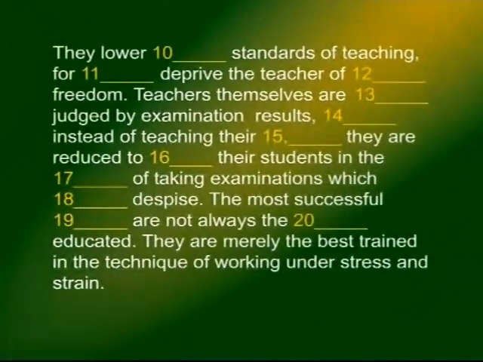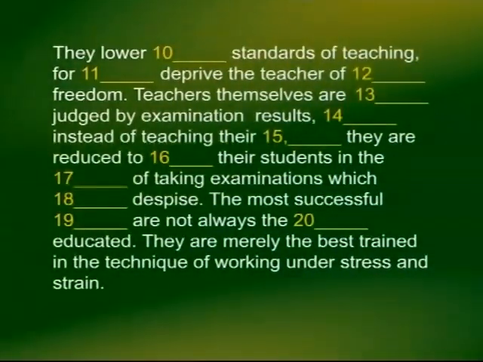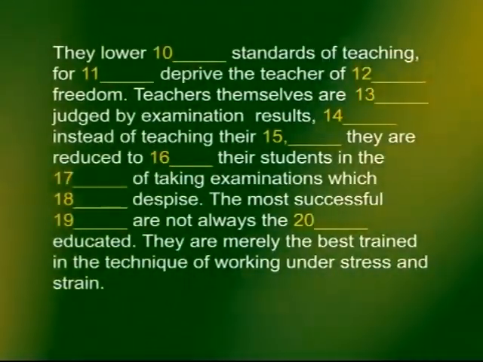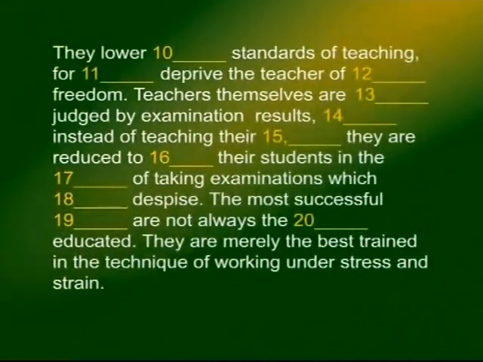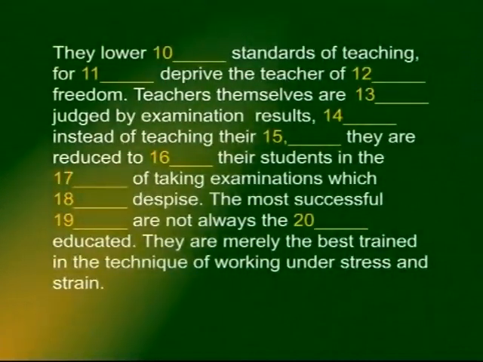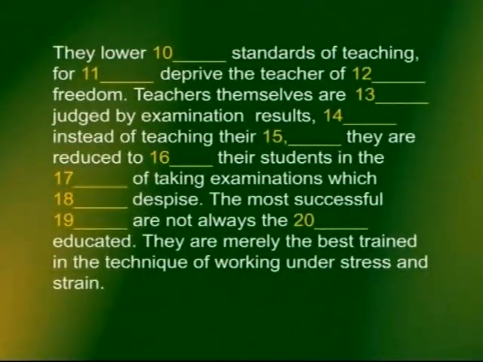The next sentence, teachers themselves are judged by examination results. Take one word at a time. Teachers themselves are often, or you can have the word usually, even that would be correct, or often judged by examination by the results. The next gap, you can use two words. So instead of teaching there, you can either use the word so or you can use the word and.